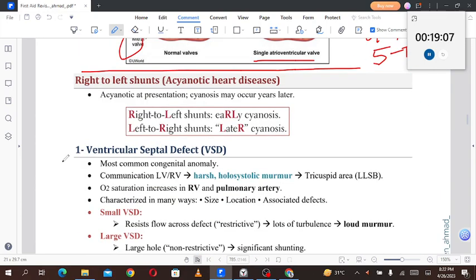Now let's move forward to the left to right shunts, which are acyanotic heart diseases. The child at birth is totally asymptomatic, acyanotic at presentation; cyanosis may occur years later. Right to left shunt, early cyanosis, and left to right shunt, later cyanosis.